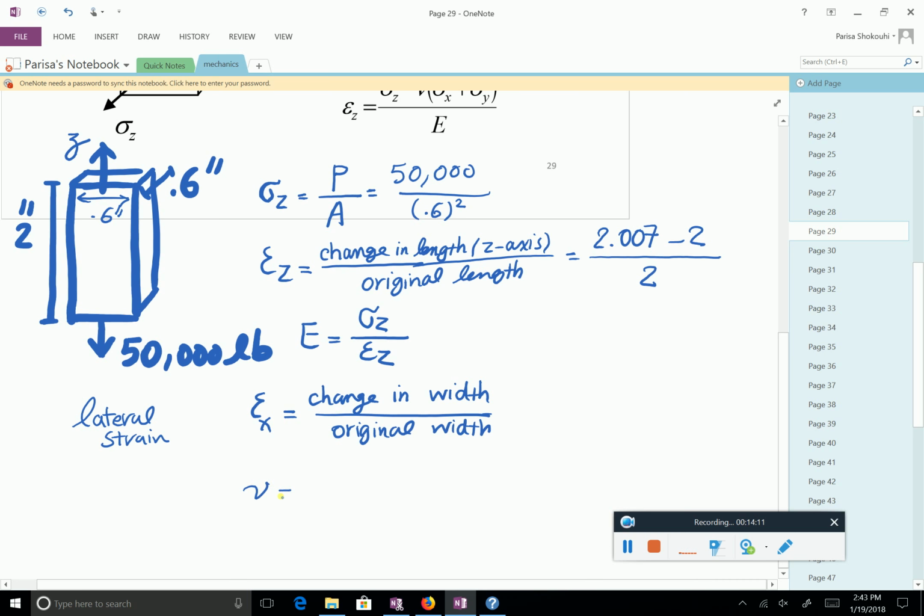and Poisson's ratio is nothing else but the lateral strain over axial. And we said last time that to make it a positive number, because we don't like negative numbers, we add a negative here. So this way you can get Poisson's ratio.